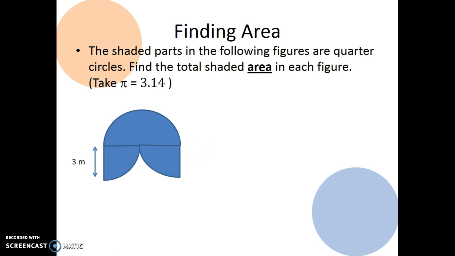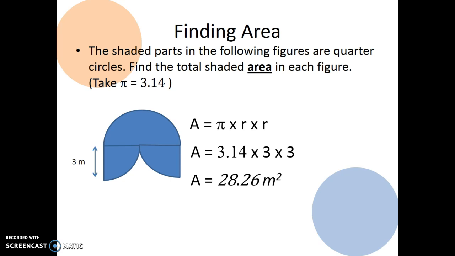Alright, well hopefully you noticed that, again, we have a figure made up of 4 quarter circles, and so all I need to do is find the area of one whole circle. I'm already given my radius right here, because I've got a little arrow that shows that from the top of the quarter circle to the bottom is 3 meters. So I'm going to plug that into my formula as my radius. Area equals pi times 3 times 3. And once I do that math, I'm going to come up with 28.26 meters squared.